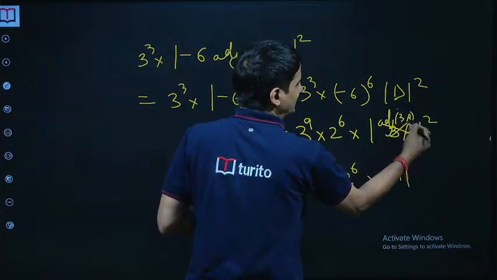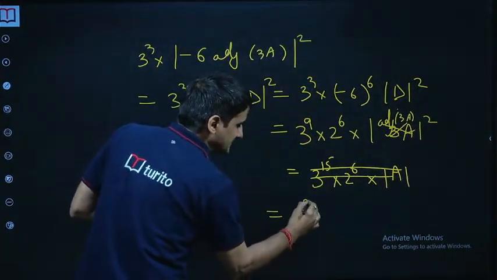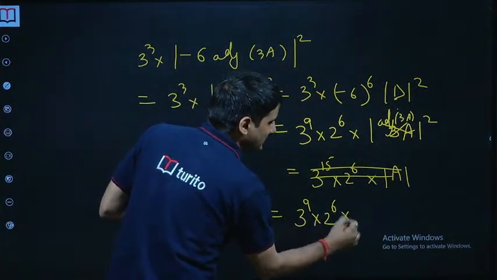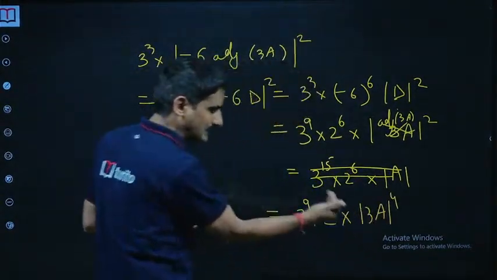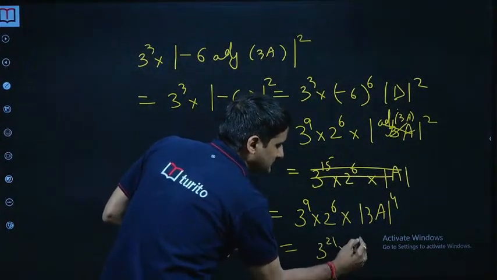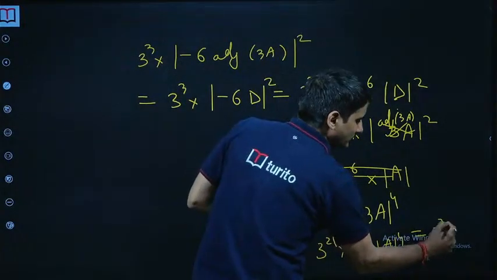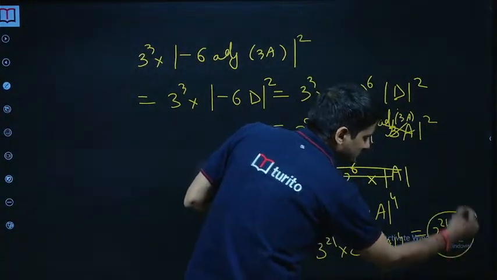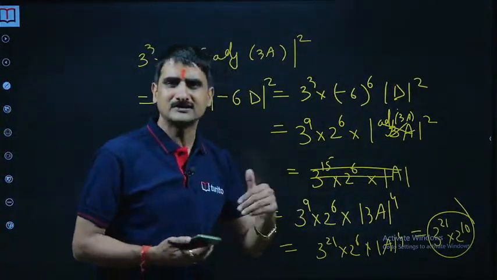So that you can do now. See, okay, so that I have to just skip a step here, into 2 raised to the power 6 into, so it will be determinant of 3A whole raised to the power 4, and then 3 raised to the power 12 will be outside, so 3 raised to the power 21 into 2 raised to the power 6 into determinant of A whole raised to the power 4, which is 2 raised to the power 4, 3 raised to the power 21 into 2 raised to the power 10. That should be the value of the determinant according to me. I believe I didn't commit any mistake here.